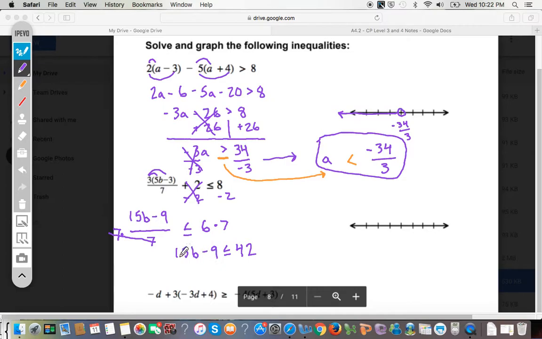Okay, so again, trying to get the b by itself, I will add 9 to both sides. Okay, so negative 9 plus 9, they cancel. So let me move right up here. I'm left with 15b is less than or equal to 42 plus 9, which is 51.